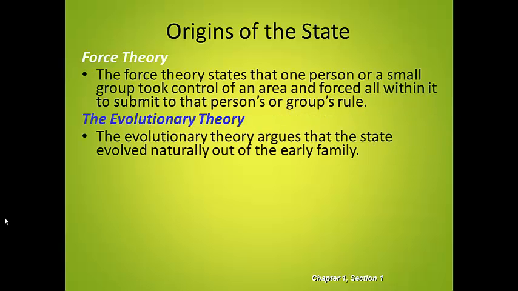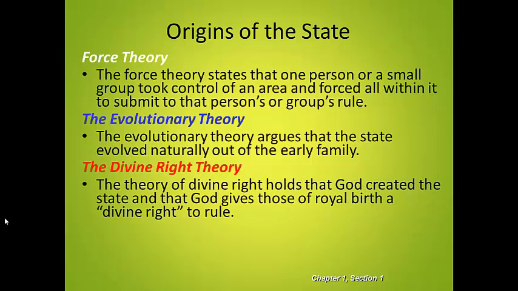The evolutionary theory. You have a mom and a dad, you have the kids, mom or dad's in charge, and this is where you get the matriarchal or patriarchal societies. This is kind of the old biblical family, the father's the patriarch kind of a thing. Okay, so it just evolved naturally. Divine right theory is that God created and gives rights at birth to royalty. So this is the divine right to rule. The divine right of kings is also sometimes how it's used.